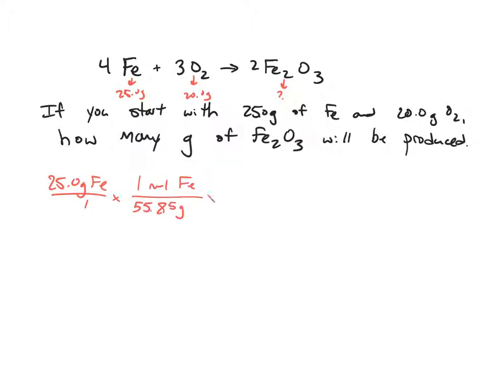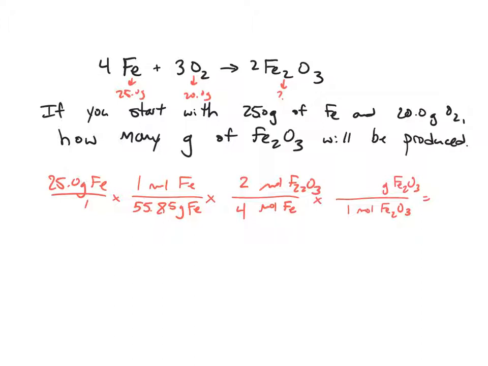55.85 grams per mole. Next up, I write out moles of Fe down on the bottom right and compare that to the moles of Fe2O3 in the top right, because I'm going to do the mole to mole step. And I'm going to put 2 for the top and 4 for the bottom. So 2 on the top, 4 on the bottom. And I finish with moles of Fe2O3 on the bottom and grams of Fe2O3 on the top.